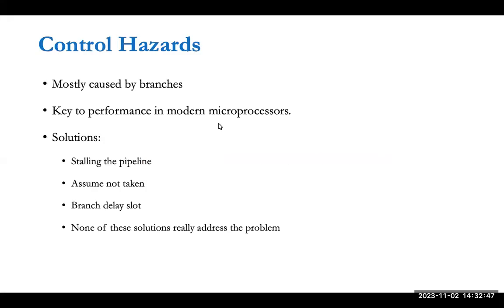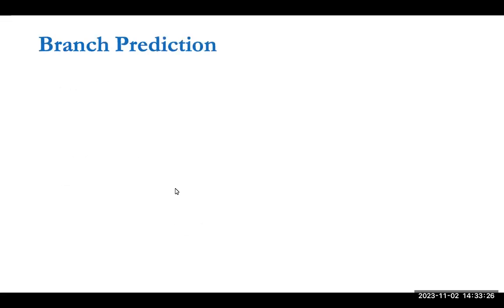We have seen that mostly the control hazards are caused by the branches. The key performance in modern processors is affected by these control hazards. There are certain solutions which we discussed in the previous lecture: one is stalling the pipeline, another is assume not taken, and another is the branch delay slots. But none of these solutions really address the problem. So there is one more solution called branch prediction, and we'll discuss how this branch prediction is helpful to solve the control hazard problems.